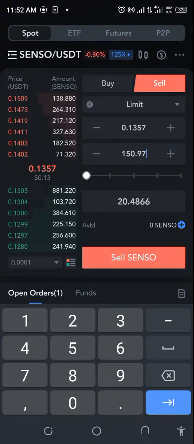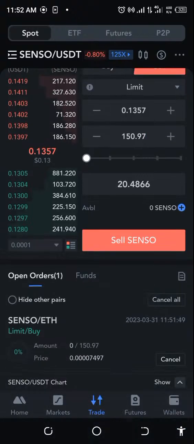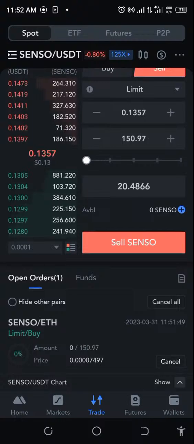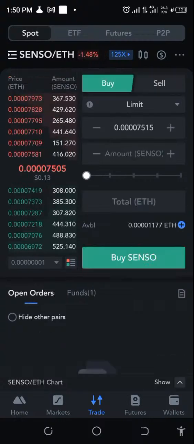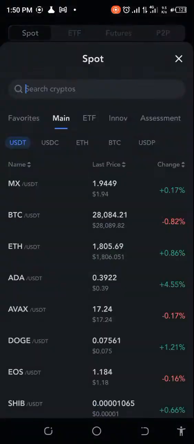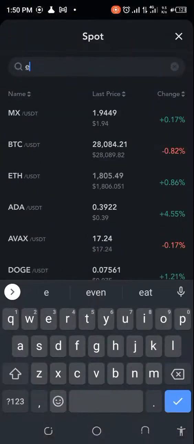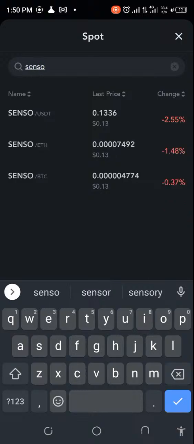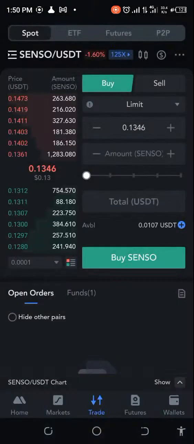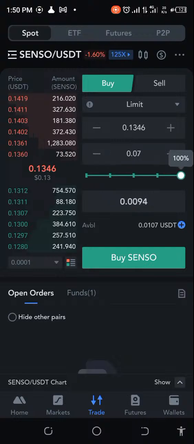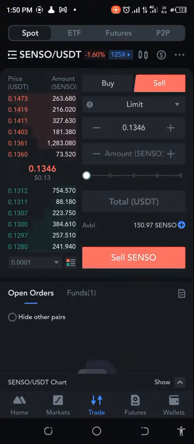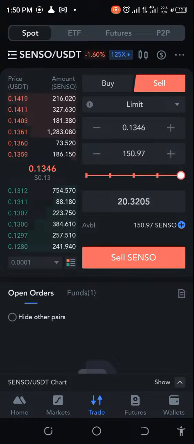Let's try and see. All right then, I'll come back with the results. Let's hope this doesn't take too long, okay? Okay, so I'm back and it has already bought the Senso ETH, but I'm seeing something here. That Senso USDT is looking like it's really going low. If we have to sell, don't forget we started out with 20.32. It's looking like it's gonna give us back our money.